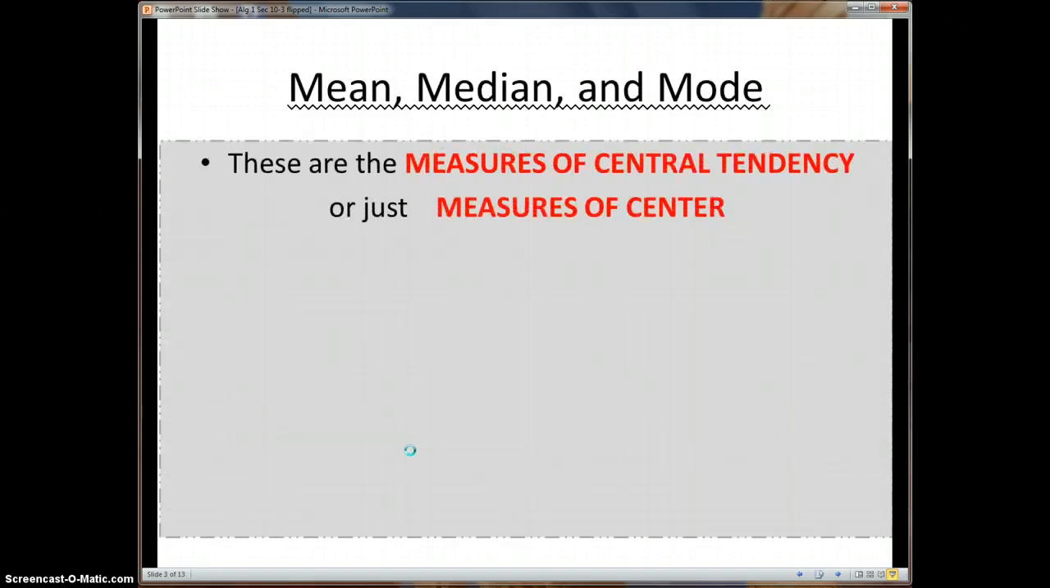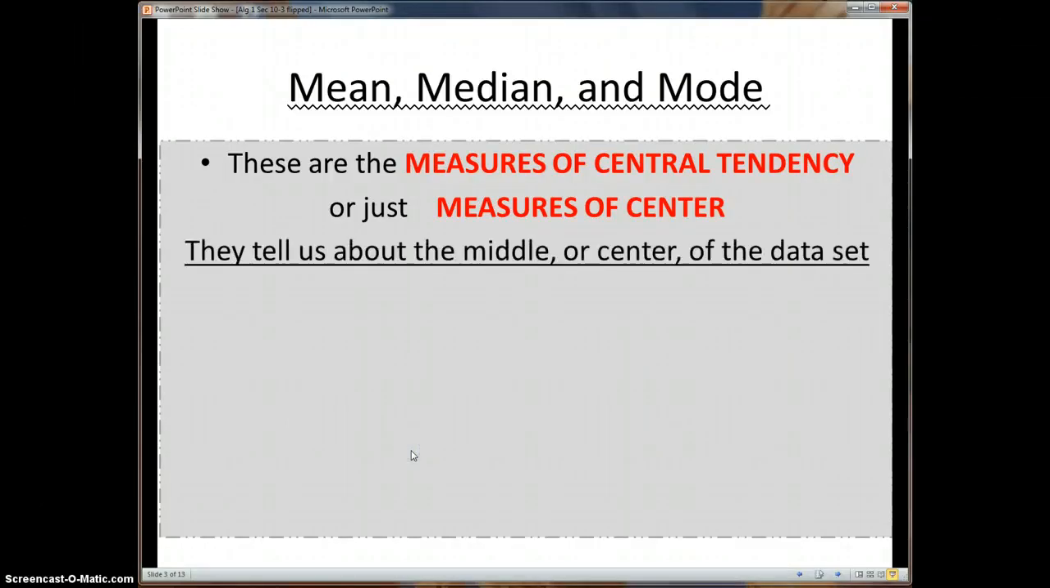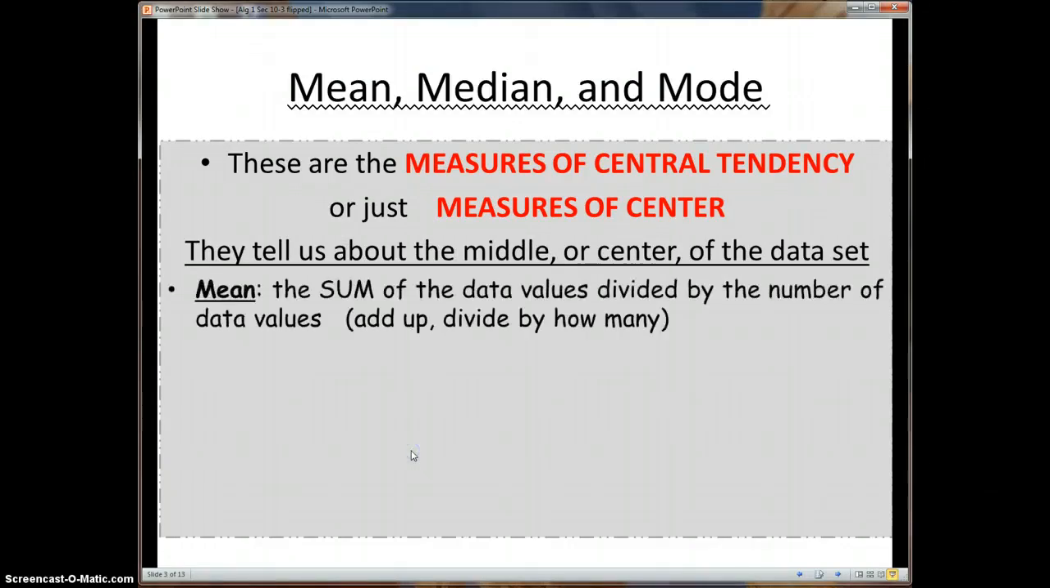All right, mean, median, and mode are called measures of central tendency, or simply measures of center. They tell us about the middle or the center of the data set. To find the mean, another word for mean is average, you add up all the data values and divide by how many there are. Find the sum of the data values divided by the number of the data values.